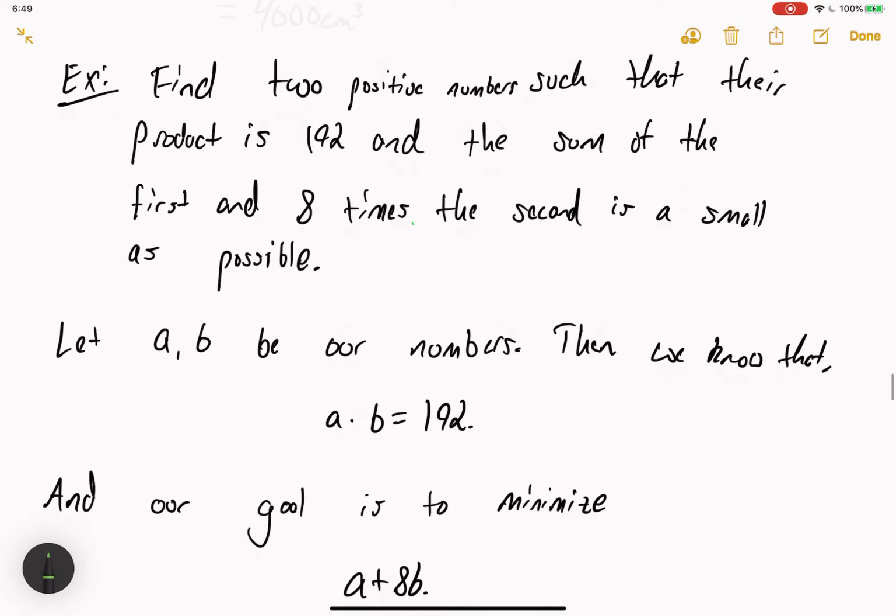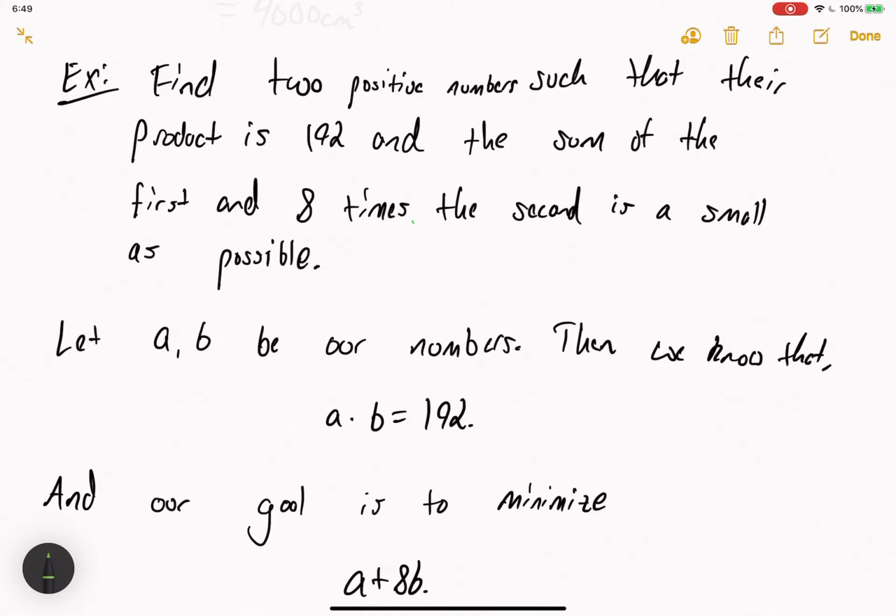All right, so here's another example. Well, not an example that we did, but here's a new example for you guys. Suppose we have two positive numbers such that their product, so when we multiply them together, we get 192. And the sum of the first and 8 times the second is as small as possible. I said oh crap because I thought I didn't specify to minimize it, but the idea is we want to minimize. This is going to be a minimization problem.